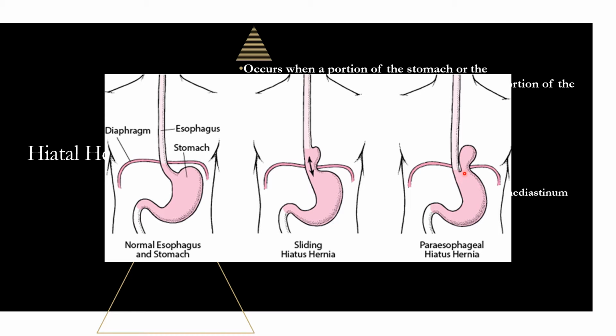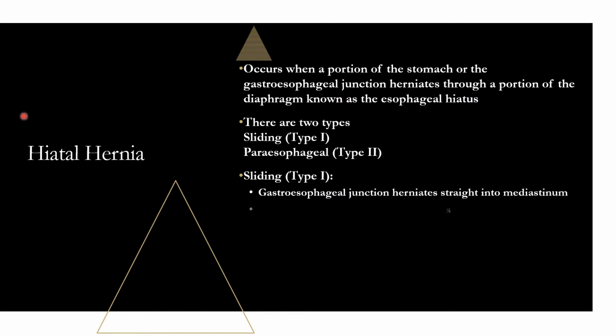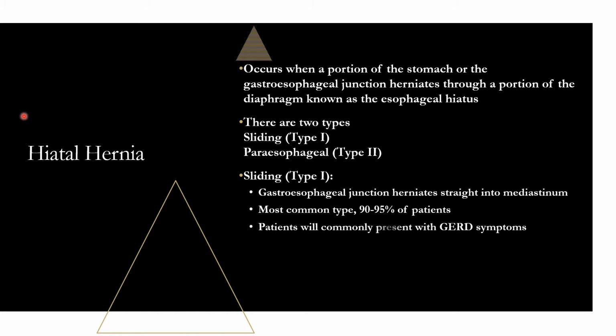Paraesophageal, we'll go over that in a minute. That's going to be the fundus going up. But this is the one we're talking about right now. So you can take a look at what that looks like. And again, this is going to be your most common type. About 90 to 95% of patients are going to have a sliding or type 1. So by far, most common type. Patients, most of the time when they do have symptoms with this, are going to present with GERD symptoms.